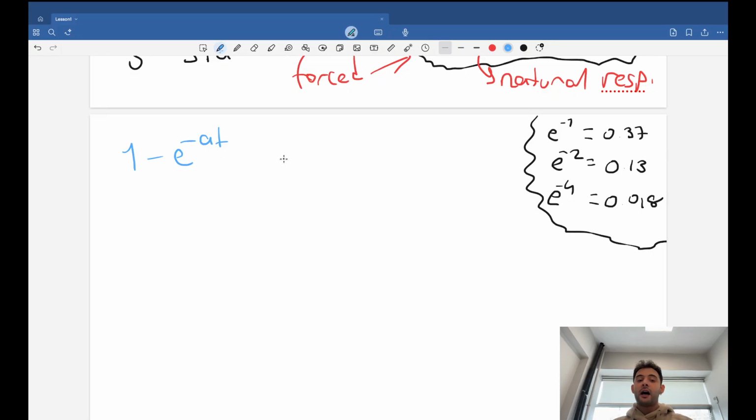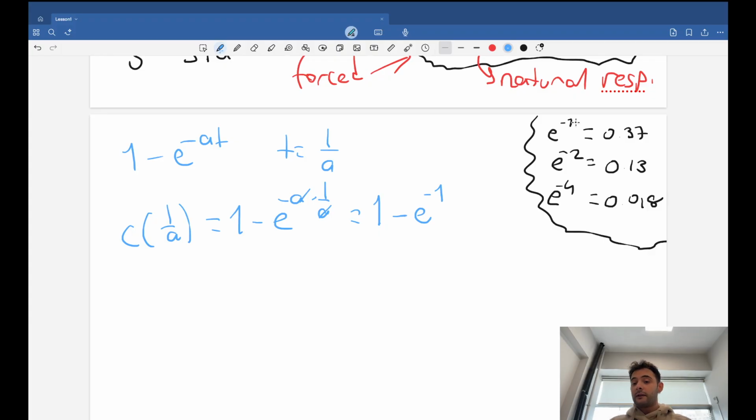Okay, so I need to see how this system behaves throughout a certain time. If I say t equals 1 over a, let's try out what happens. If I put 1 over a instead of t, I will have 1 minus e to the power of minus a times 1 over a, which is minus 1. So I will have 1 minus e to the power of minus 1, which I already wrote here. e to the power of minus 1 is 0.37. So at the point 1 over a, my system is at, I believe, 0.63.